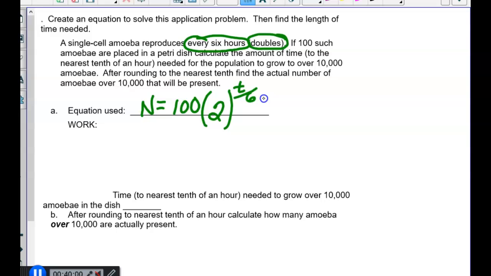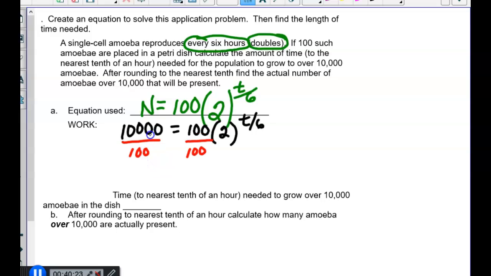Now what are we supposed to do? Figure out how long until it gets to 10,000. Okay, guys. What is the number one mistake we don't want to do? We don't want to do 100 times 2, right? We're going to divide both sides by 100. What's 10,000 divided by 100, guys? 100, isn't it? Equals 2 to the t over 6. Then what?